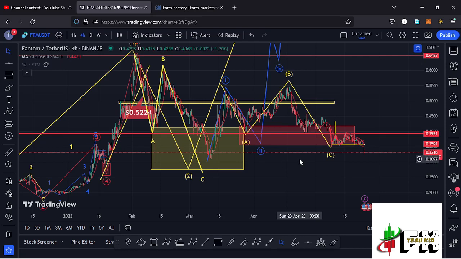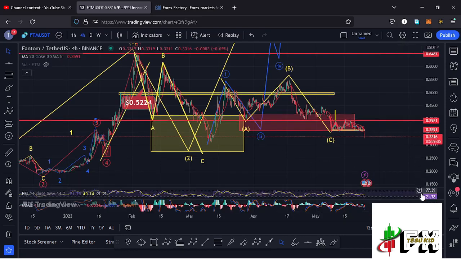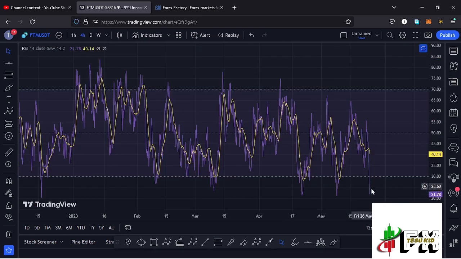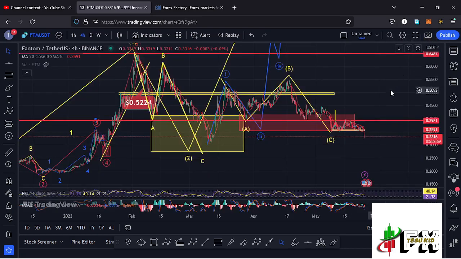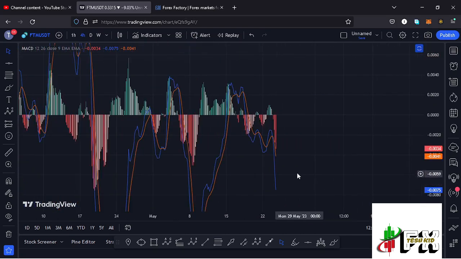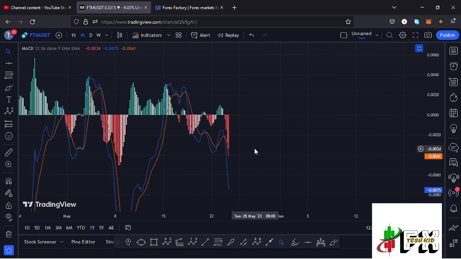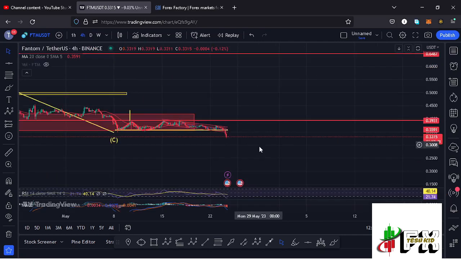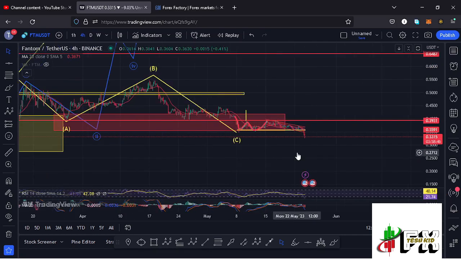And also taking a look at the indicators here on the 4-hour RSI, we are trading at around the 21 mark, meaning we have managed to get into the oversold region. Also taking a look at the MACD, we have been able to print a bearish cross, suggesting further breakdown. So let's be patient and see how that plays out, and I'll be keeping you updated.